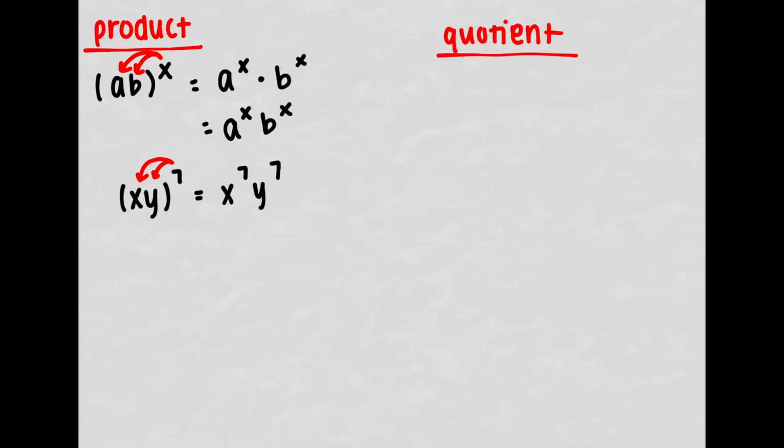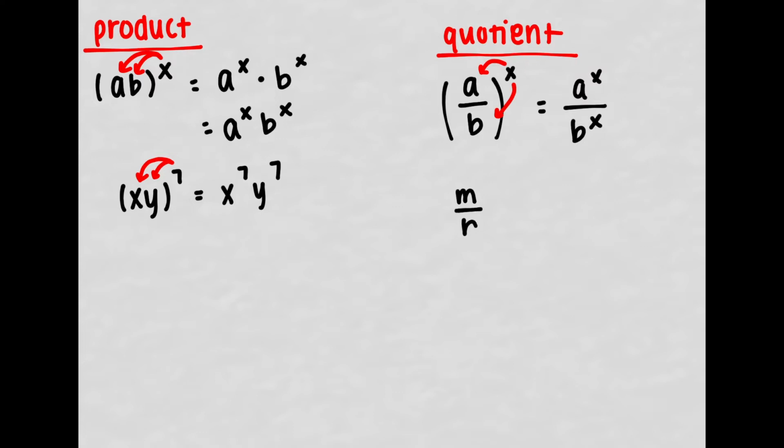On the other hand, very similar, we have the quotient rule. So if I have a divided by b in parentheses and it's raised to the x, you're still going to distribute that exponent into everything. So in the end, I would have a to the x over b to the x. For my example here, I'm going to use (m over n) to the third. I'm going to take that 3 as the exponent and distribute it inside, and I end up with m to the third over n to the third.